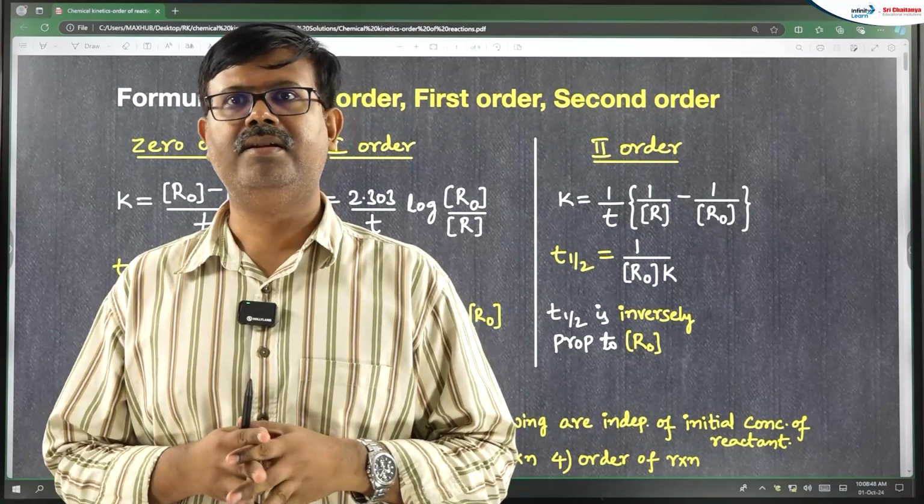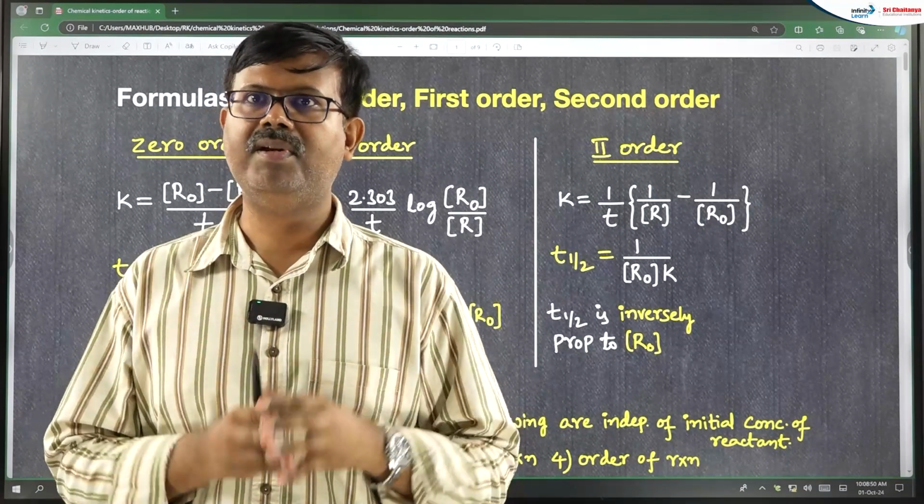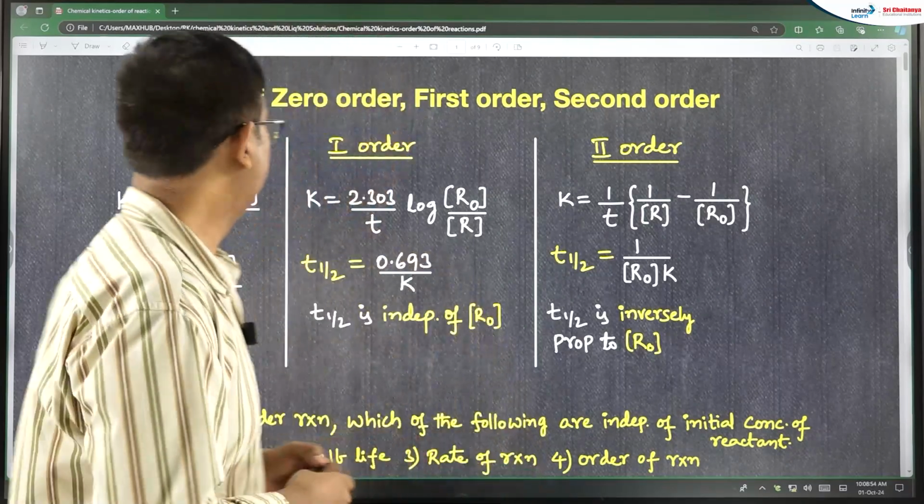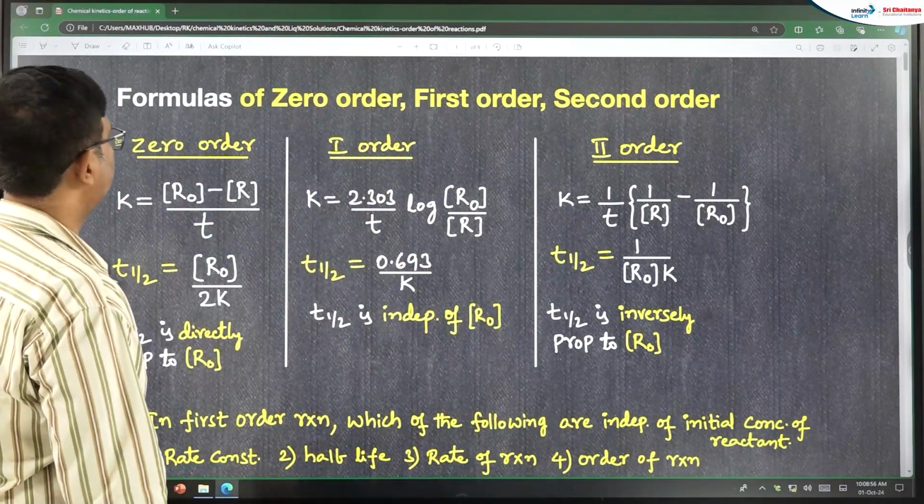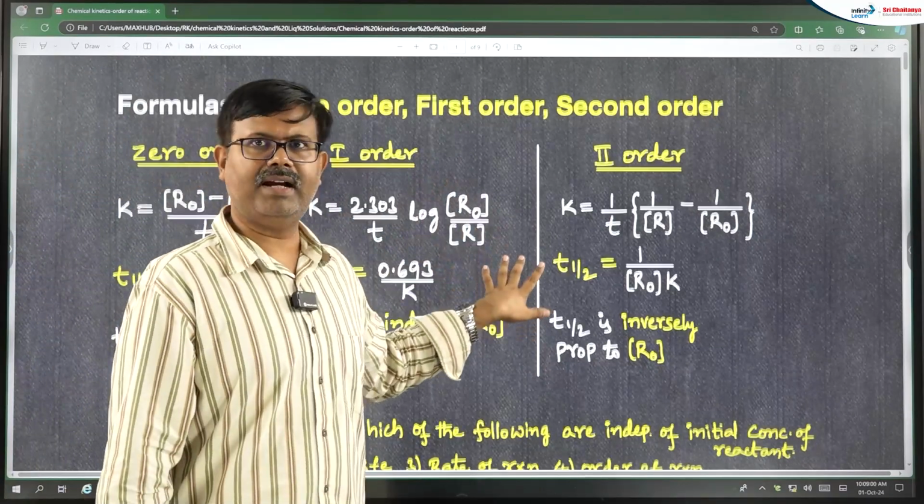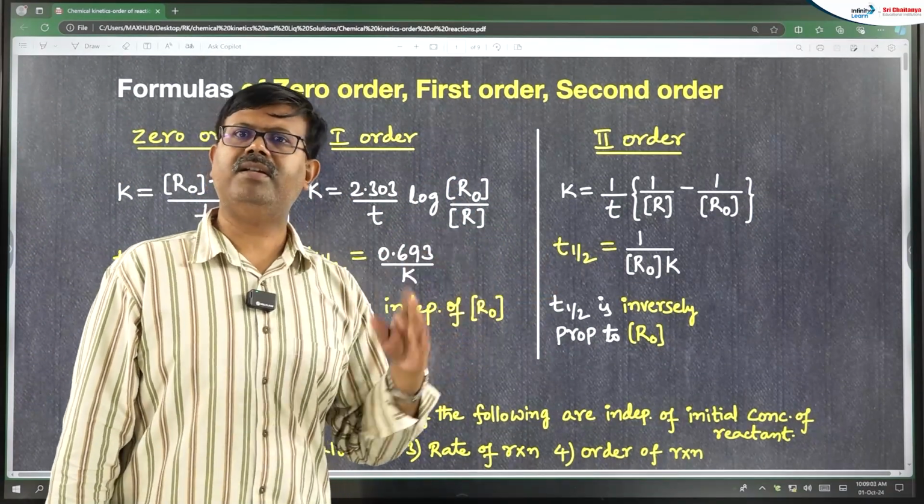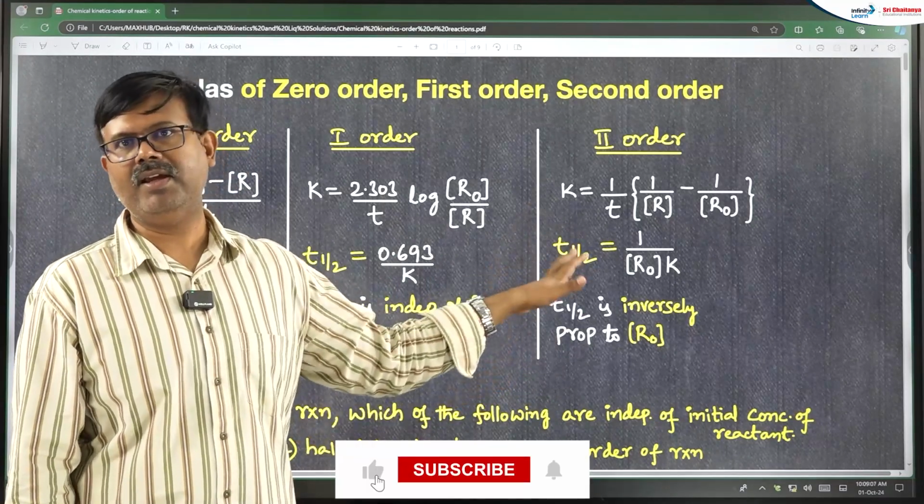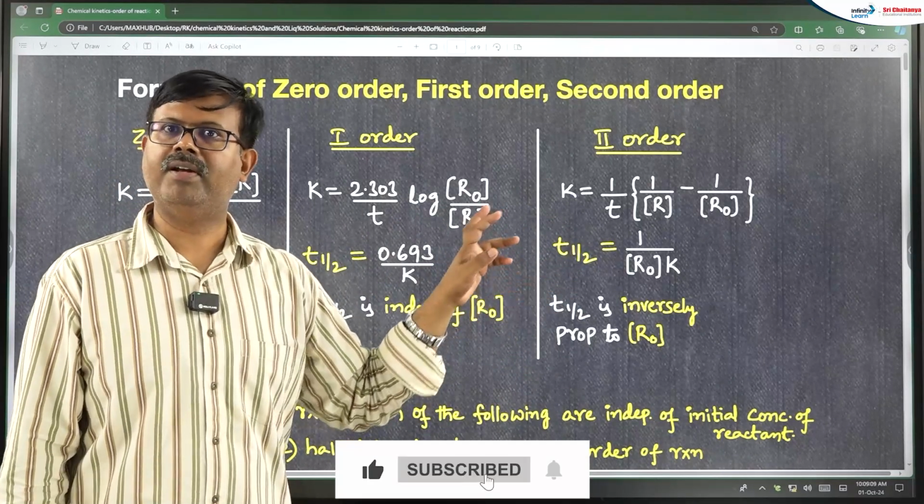Today we will first discuss some theory, and then we will see various model problems on that. See, these are the formulas of zero order, first order and second order. Most important are zero and first order. Very rarely we see questions on second order, but anyway it's better to remember the formula for that as well.